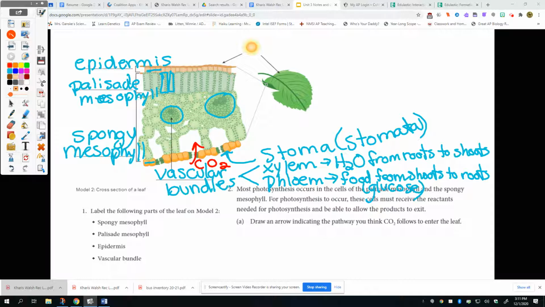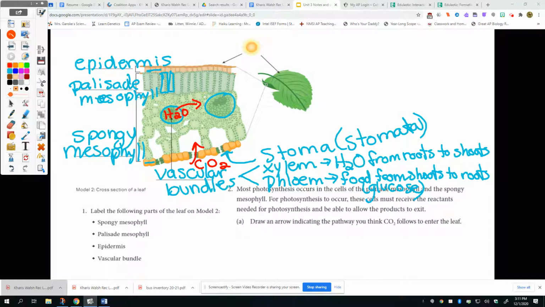And the next question, letter B, says, through the process of transpiration, water is brought into a plant through its roots and carried to the leaves, from which it evaporates. Which structure brings water into the leaf from the roots? That's those vascular bundles, specifically the xylem. The water is going to come into the leaf through those vascular bundles. Remember, it's coming from the roots into those leaves.